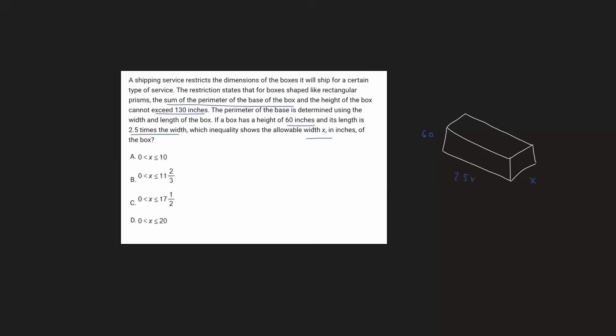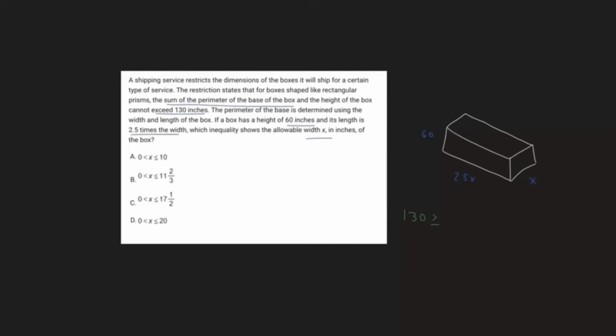So let's use green and write out 130 because it cannot exceed 130. Therefore, I'm going to write the sign like this, but it can be equal to 130. It just can't exceed 130. All right, so now we need to find what the restriction actually is for the 130 inches.